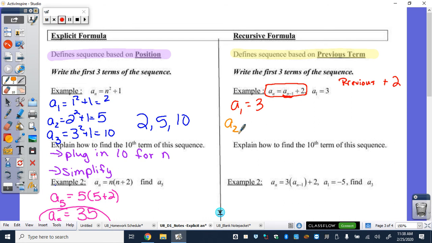So my second term, as we just said, is the previous plus 2. So my previous was a 3. So 3 plus 2 means our second term is 5. So then my third term is the previous plus 2. So my third term is a 7. So 3, 5, 7. Those are our first three terms there.